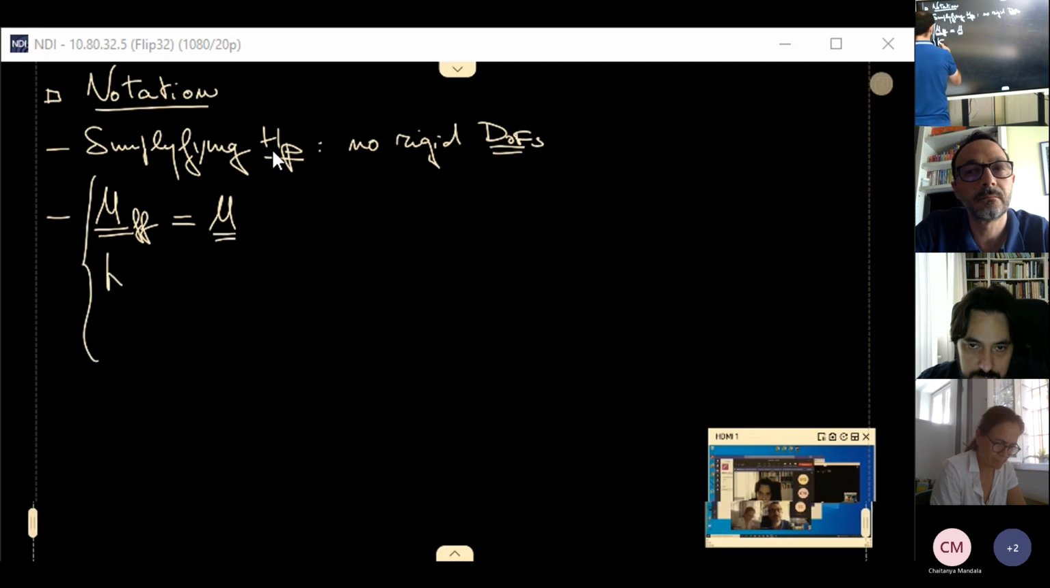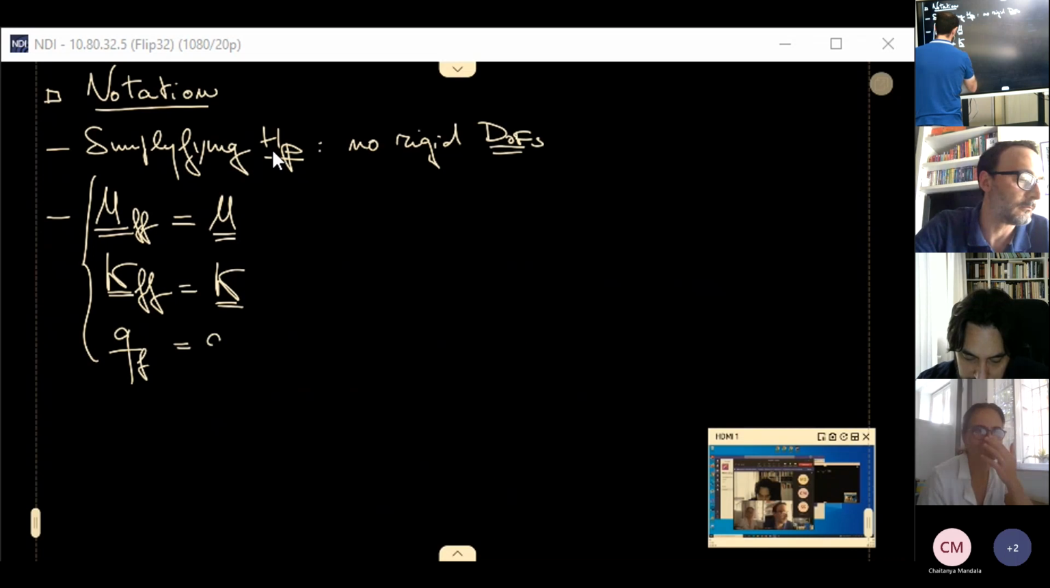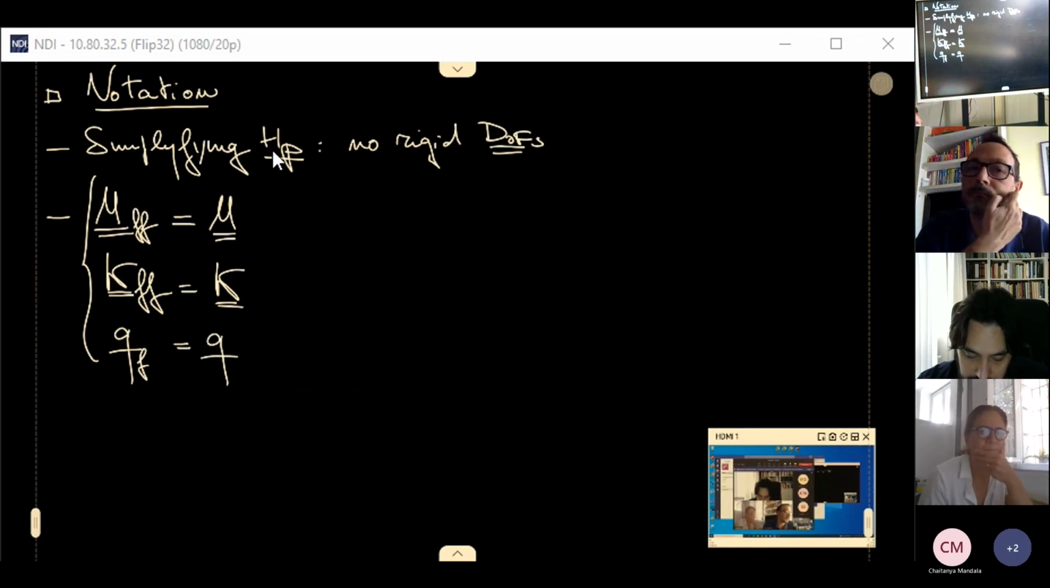And our structural stiffness matrix will be denoted just using K. And our vector of elastic coordinates will be denoted by Q. Okay, just to ease our notation.